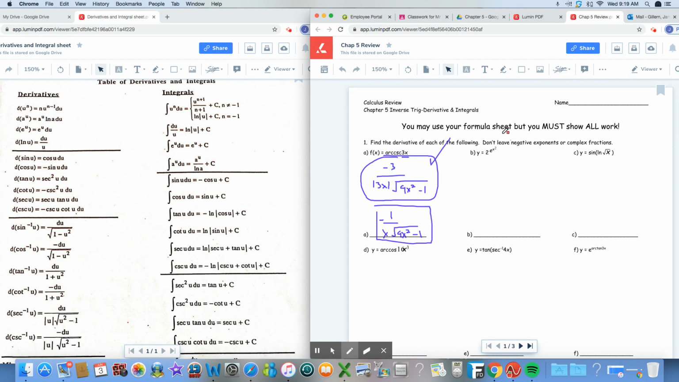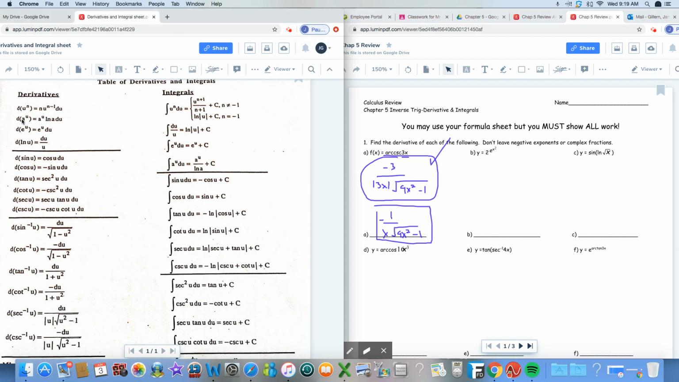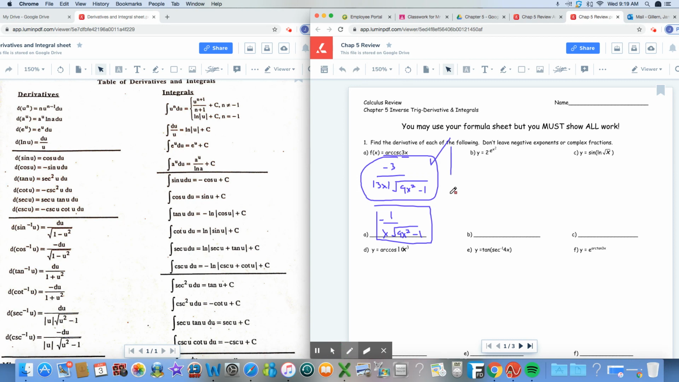Here we have 2 to the e to the x squared, so a constant raised to an exponent. There's a lot of stuff going on here. But the first thing you have to look at is we have a to the u. Here we have a constant raised to an exponent. So we're going to do a to the u natural log of a du. So I have a to the u, which means we rewrite the entire thing.